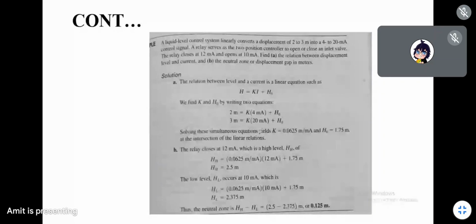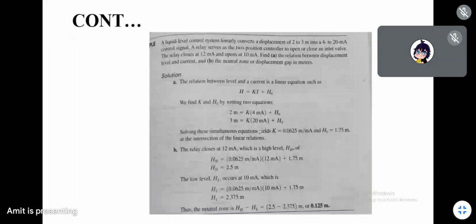Okay, so there is an inlet valve which is controlled through a relay. And it is saying that the relay closes at 12 milliampere and opens at 10 milliampere. Basically, the relay is on at 12 milliampere and it is off at 10 milliampere. So, what is the question?